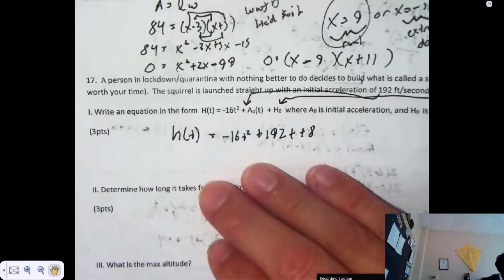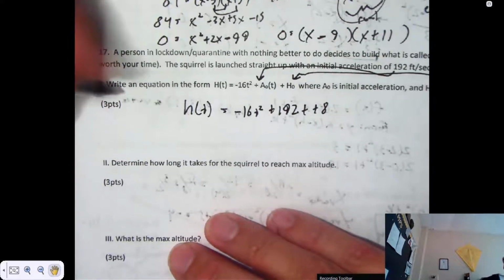That's 2.5 points on this. Actually, it's 3 points apparently. I don't know. This may change.